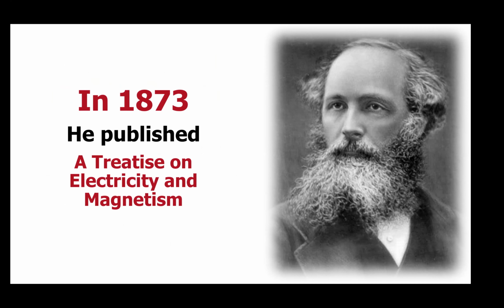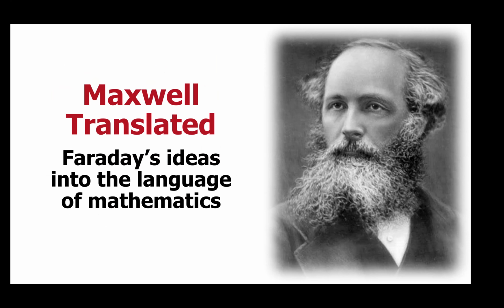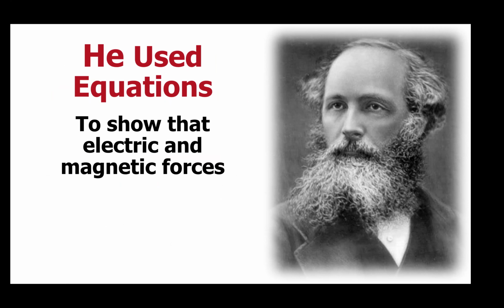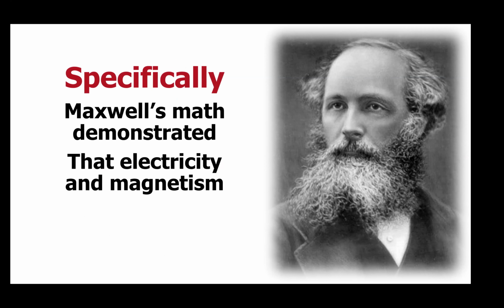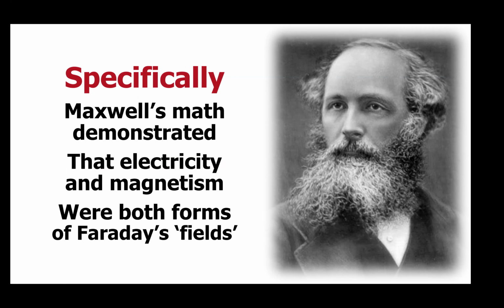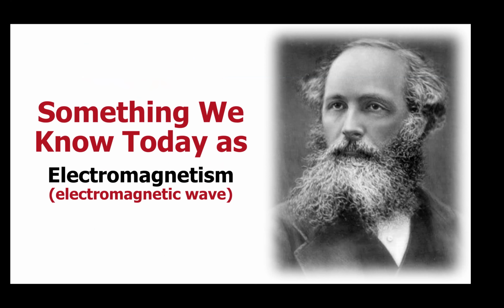In 1873, he published a treatise on electricity and magnetism. What Maxwell did is he translated Faraday's ideas and the results of his experiments into the language of mathematics. He used equations to show that electric and magnetic forces were different manifestations of the same phenomenon. They're not two different things. They're two aspects of a greater thing. Specifically, Maxwell's math demonstrated that electricity and magnetism were both forms of Faraday's fields, something we know today as electromagnetism or the electromagnetic wave.